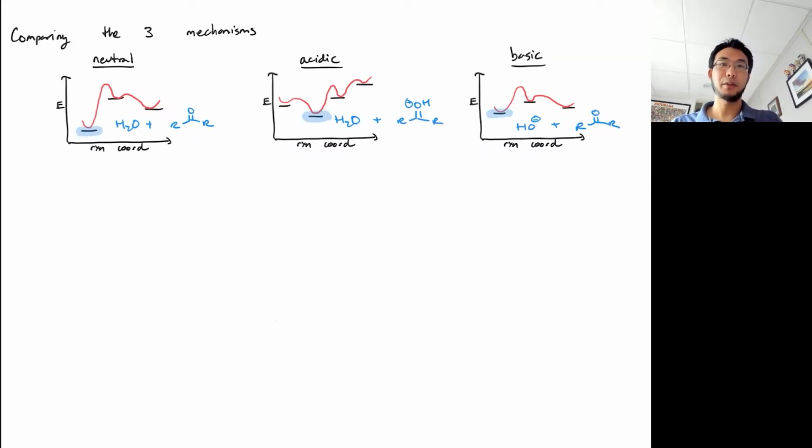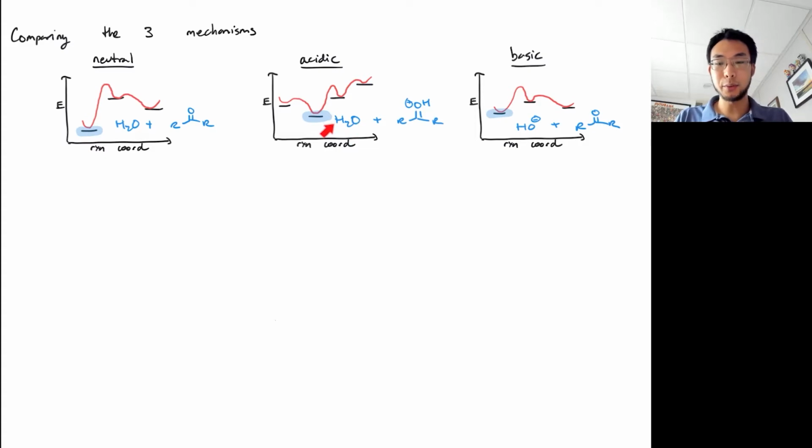So I want to take a moment to just compare those three reaction conditions again, those three types of mechanisms, and just point out what is changing. So I have these here again, neutral, acidic, and basic. And what I've highlighted is where the reaction is right before the nucleophilic addition step. So in the neutral situation, we have neutral water as a nucleophile, neutral ketone as an electrophile.